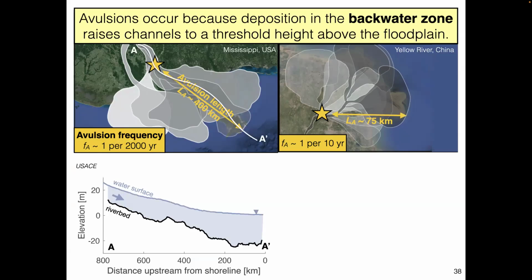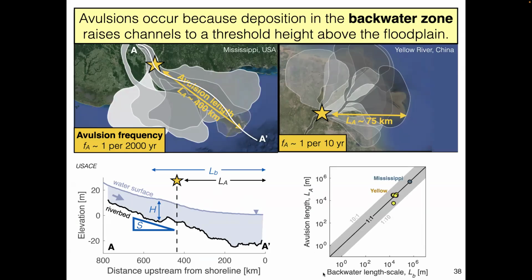So what does past work tell us? Well, avulsions we think occur in part because there's this deposition that occurs in what's called the backwater zone. If we take a long profile of the Mississippi River here from A to A prime, here's the elevation of the riverbed and the water surface in blue. We can overlay the location of the avulsion and its length here, L_A, on this profile, and also notice that it corresponds pretty closely with what we call the hydrodynamic backwater length, or L_B. This is just the ratio of the flow depth to the slope and basically describes the zone of gradually varied flow where the flow from the river is also affected by the standing water at the downstream end.